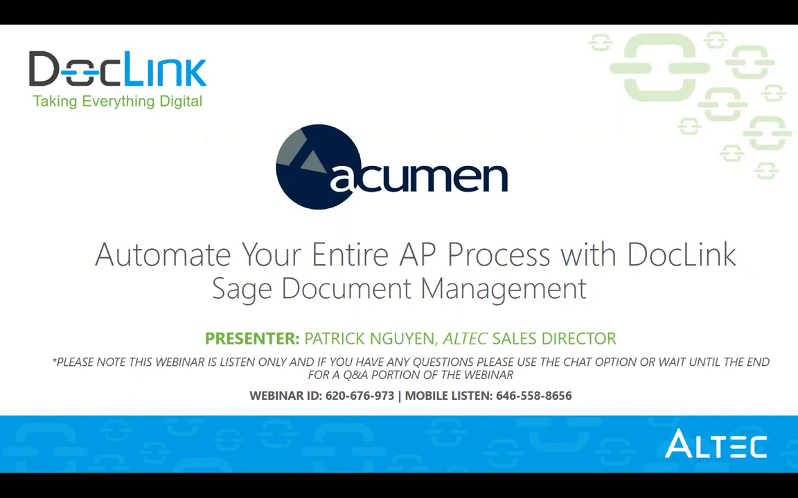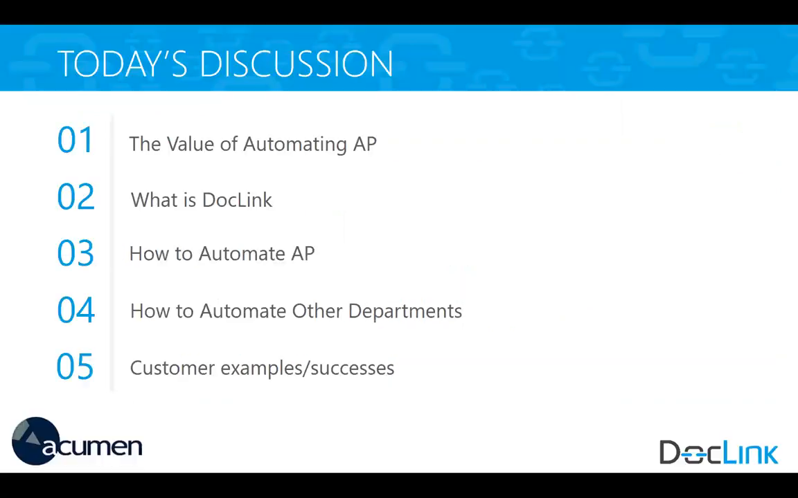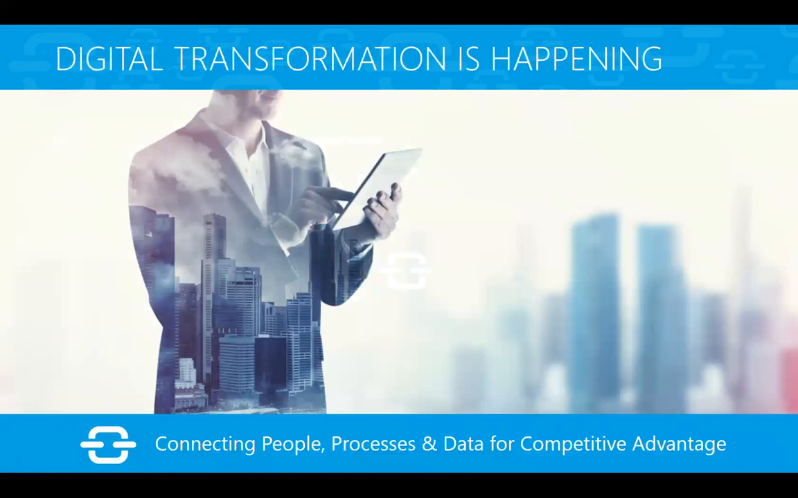Today we're going to talk about automating your AP process with DOCLINK, Sage document management solution. Today's topics of discussion: we're going to walk through the value of automating your AP process, what is DOCLINK, how to automate AP, how to automate other departments such as HR, contracts, and other use cases for document management or even content management for that matter, document and content managed through DOCLINK. And then we're going to talk about some customer examples and successes that we've had here at Altec with some Sage customers.